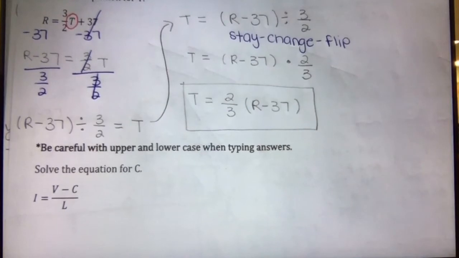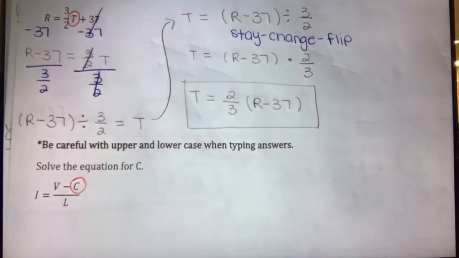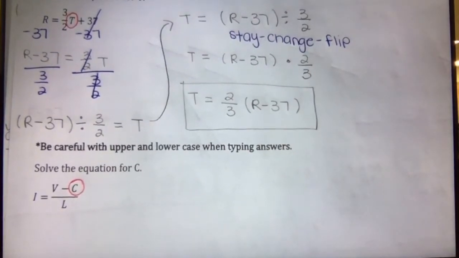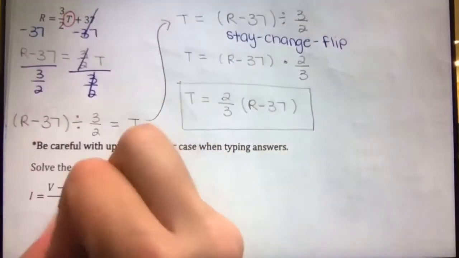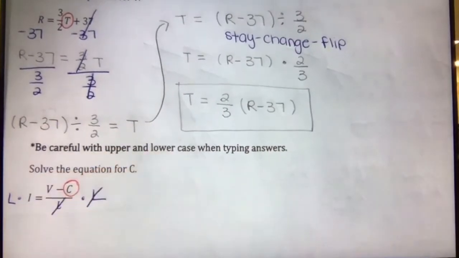So solving the equation for C this time. We want to get C by itself. We want to get C equals. We have I equals V minus C, all over L. So I want to get C by itself. I want to get rid of this L first. The L is being divided, so we are going to do the opposite. We are going to multiply both sides by capital L so that those cancel.